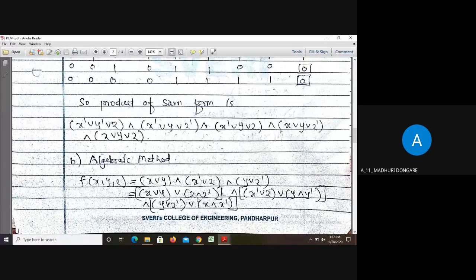X or Y or Z. Yes, and the next one: X or Y or Z complement. Yes, correct. And now for this second bracket: X complement or Y or Z. Yes. Continue: and X complement or Y complement or Z. Good. And for this last one.